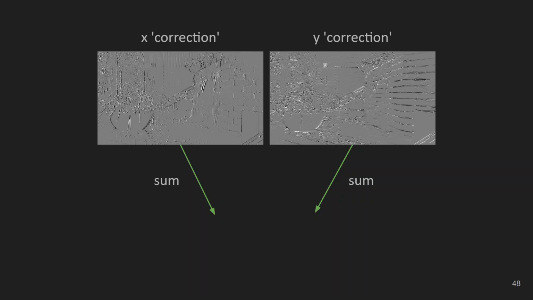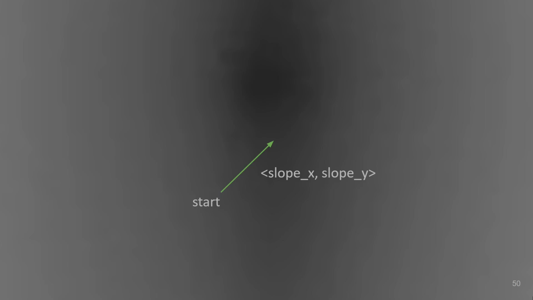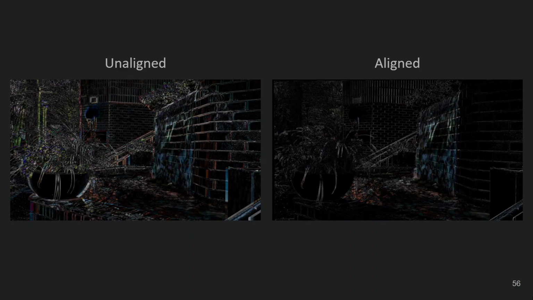We sum up all of these values in the x and y corrections to get the overall slope for each one. Now we can use this slope to know which direction to go towards the minimum, and can iteratively move towards it. We ended up making an ad hoc iterative algorithm using both gradient descent and slope extrapolation, as well as starting with low resolution frames and moving to high resolution as it goes to quickly find the minimum. Here's what it looks like after the alignment.